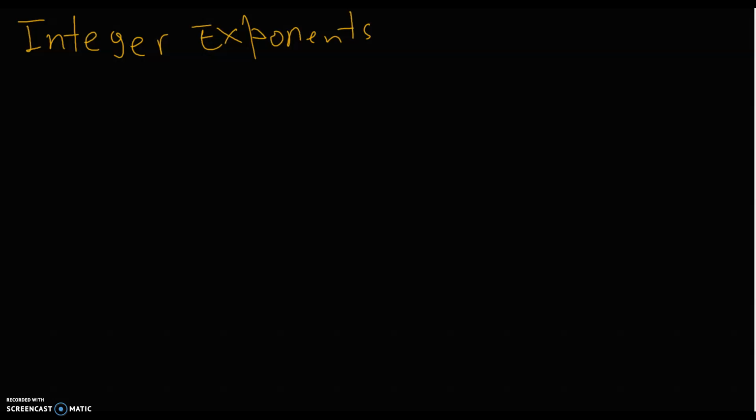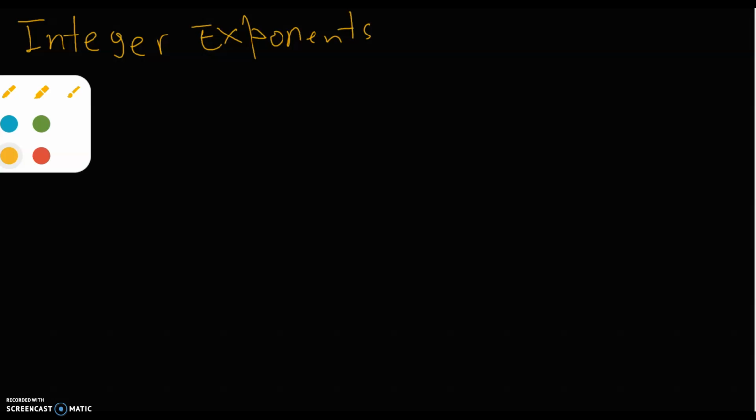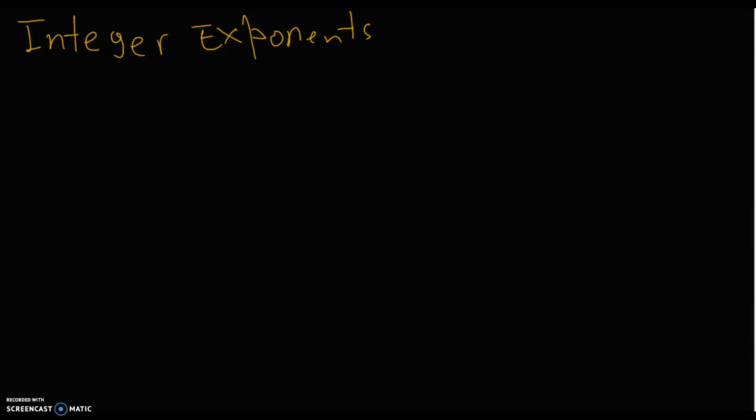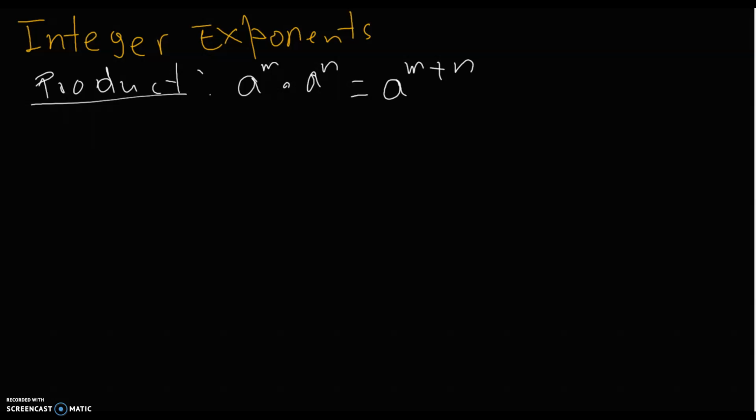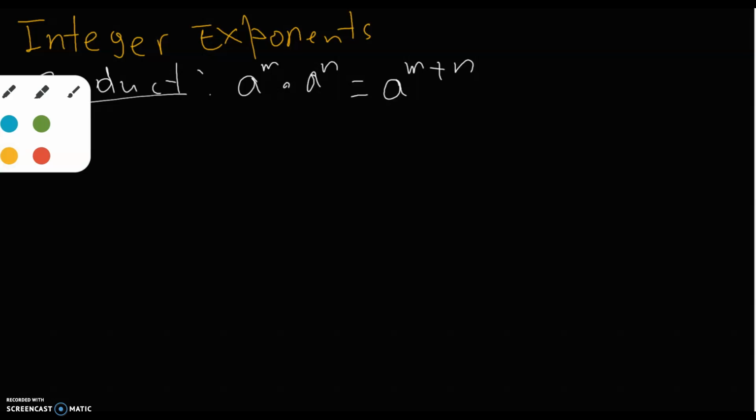Hello guys, so today we will be talking about integer exponents, but in this video we will begin with the product rules. If we have a to the m times a to the n, it's equal to a to the m plus n. Let's use an example to apply the rules.